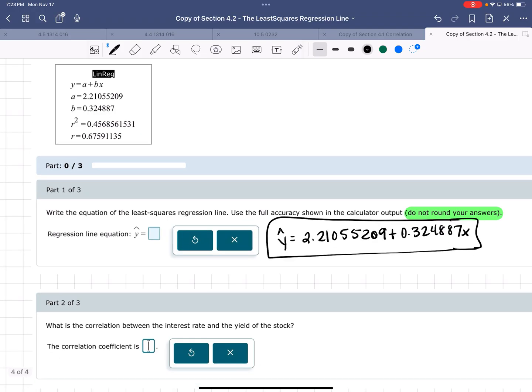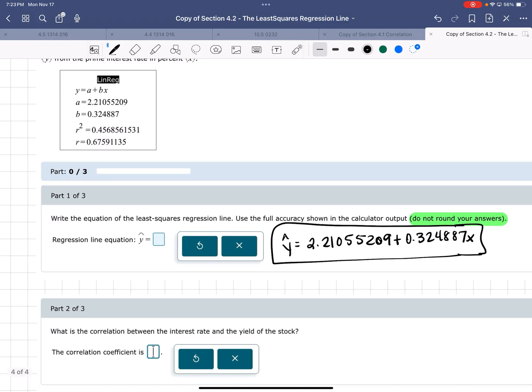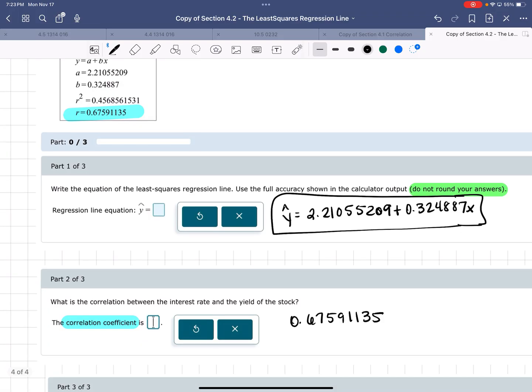Okay, what is the correlation between the interest rate and the yield of the stock? And you're like, we didn't talk about that. Yeah, we did. What is it asking for? The correlation coefficient. That's R, guys. Correlation coefficient is R. And so you would list 0.67591135. That's your correlation coefficient. Once again, you've not done any math. All you're doing is copying down some numbers from a screen.